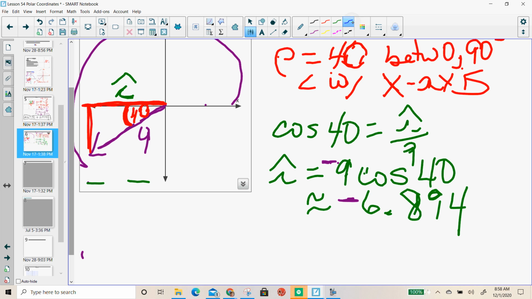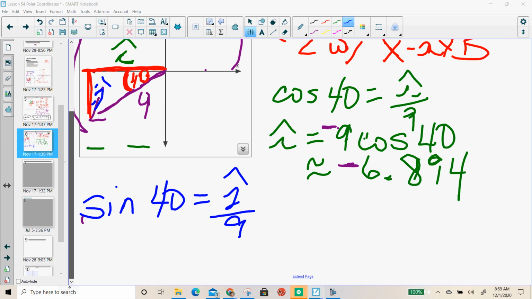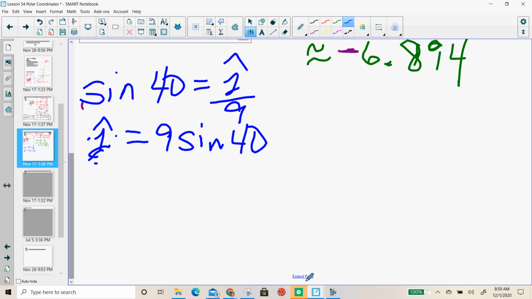Next, I do the same thing for j hat. It needs to be that opposite side. So for 40 degrees, opposite and hypotenuse means sine. So the sine of 40 degrees is my opposite j hat over my hypotenuse 9. Multiply both sides by 9, and I have that j hat is 9 times the sine of 40. And once again, you guys tell me what that comes out to be with your calculators. Type it in chat and hit enter, please.